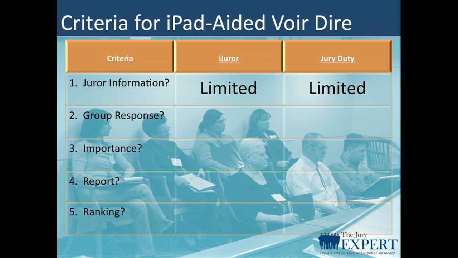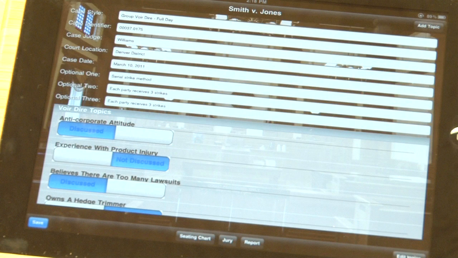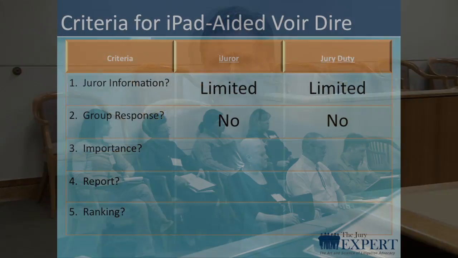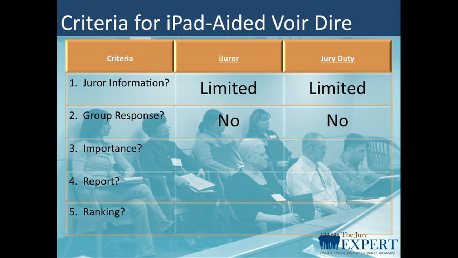And number 2, does it record a group response? And the answer for both apps is no. You would have to open each individual juror and add a note reflecting their answer to that question. And again, if there were one improvement that we could advise for the Jury Duty app, it would be the ability to open up one of those voir dire topics and tap on each juror that answered affirmatively for that particular question.